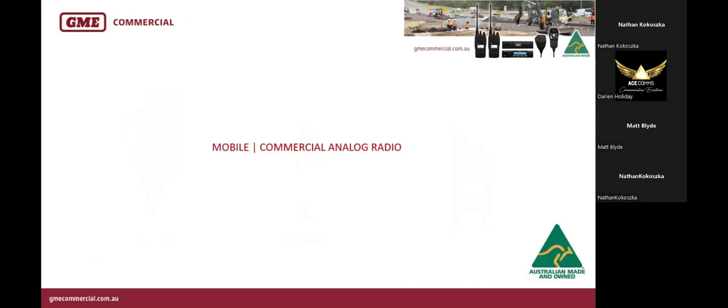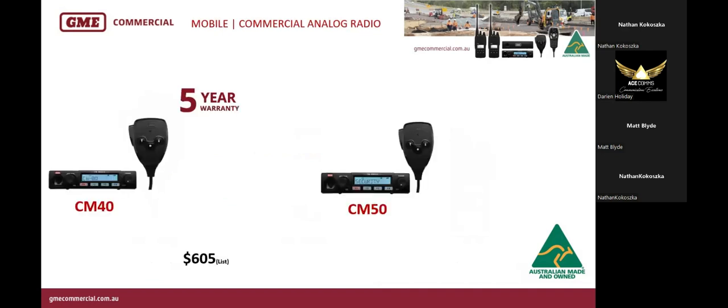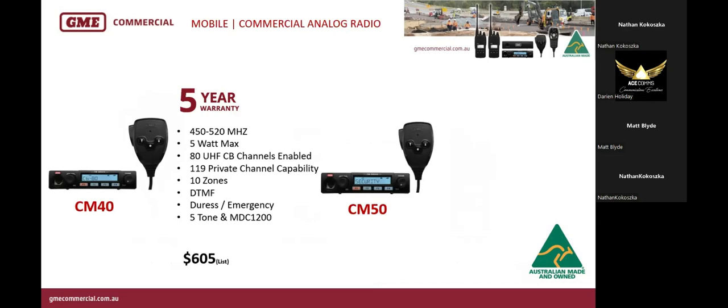All right, so moving on to the commercial mobiles. So again, these products launched last year. I'm just going to run you through the differences. The CM40 is your entry-level mobile, so that runs only 450 to 520. It's CB out of the box and has 5-watt maximum transmission. Up to 119 private channels and 10 zones, just like the CB40. Now, this will also run DTMF, duress, and has 5-tone and MDC 1200.